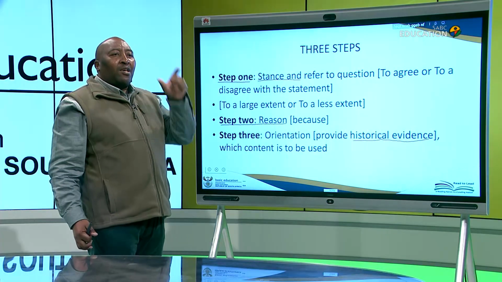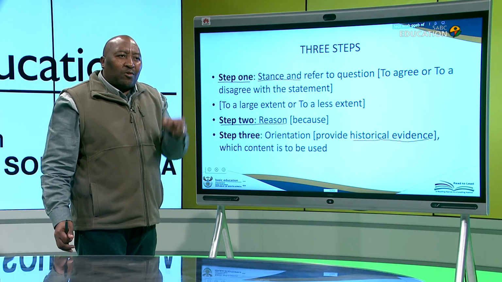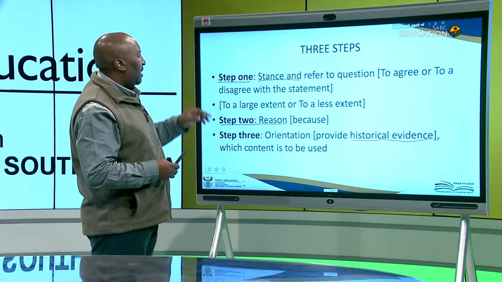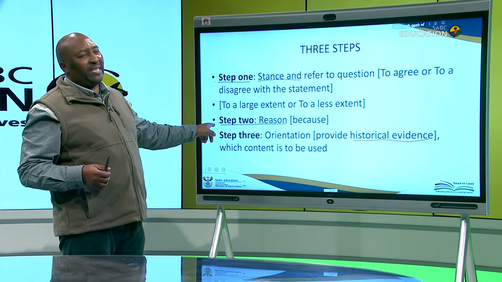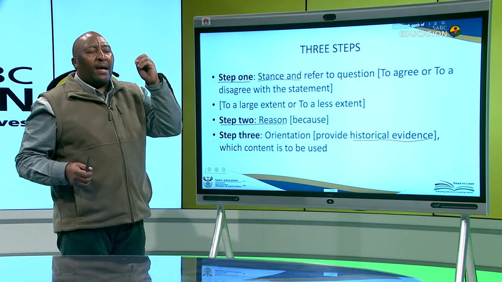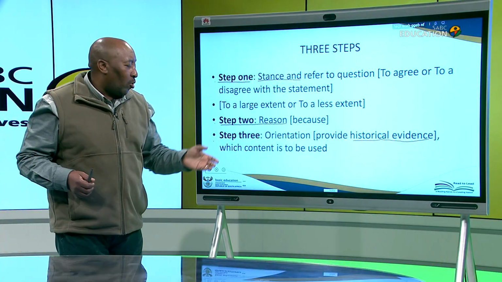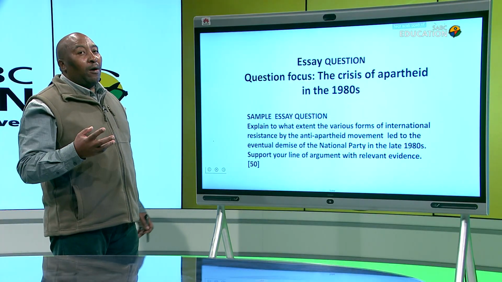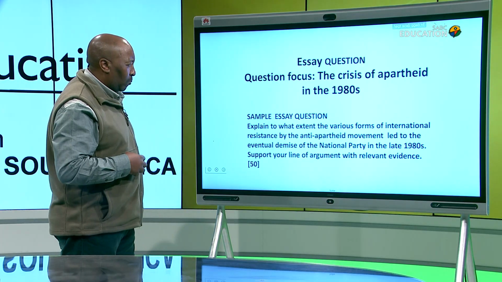Every time you look at an essay, there are 3 steps that you must consider when you write an introduction. Take a stance, give a reason why you are taking that stance, and give us a bit of evidence as to how your essay is going to look or what it is that is going to cover. Now, I want to practically demonstrate this to you.